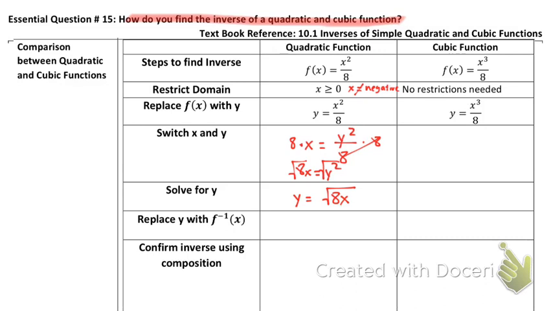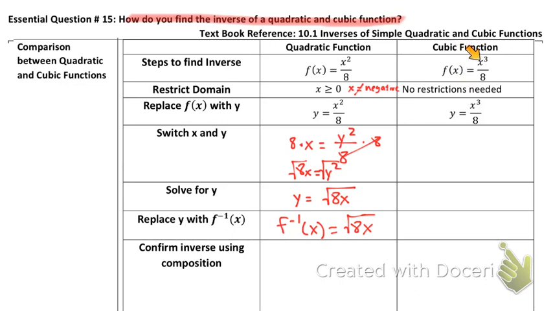Okay, last step is we're going to replace y with f of negative 1 of x. So it simply is this. Remember, the negative 1 is letting us know that we have the inverse. Okay? All right. So what I would like you to do is just confirm, do a composition here, to check if these are actually inverse functions of each other. We're going to move on to the cubic.